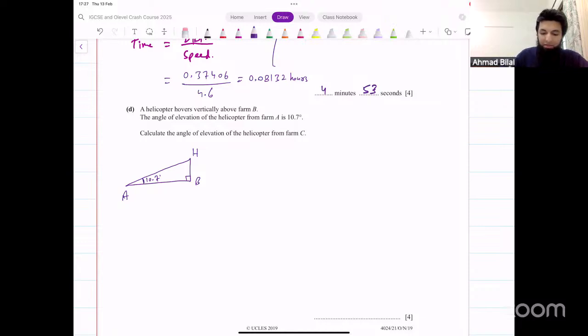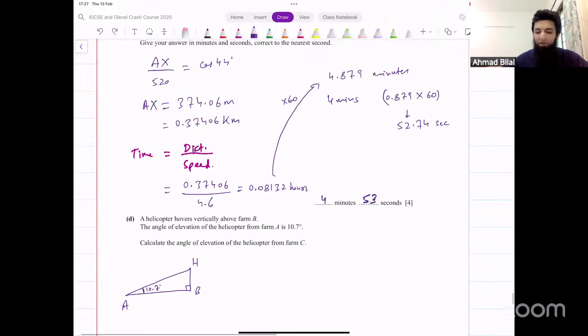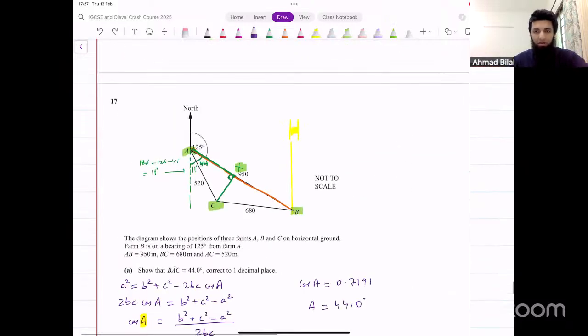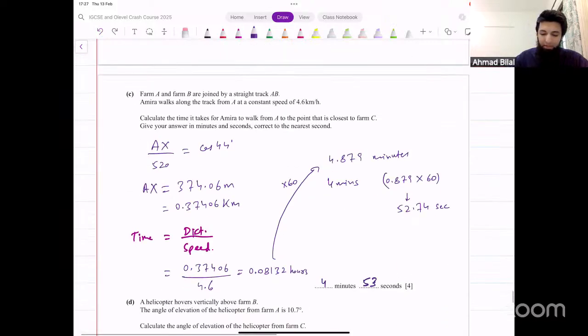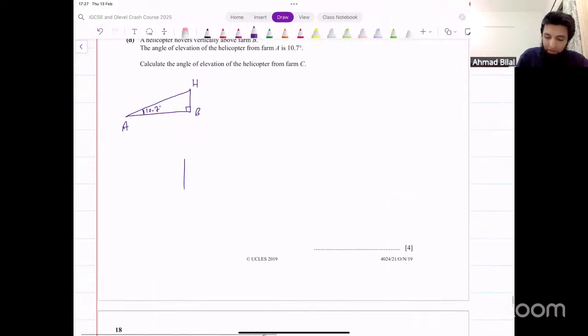What we want to find is the angle of elevation from farm C. Now, again, C is another point on the horizontal surface. If I were to make a triangle with C here as well, the angle at the point B is still going to be 90. So that is going to be another right angle triangle. And that's going to look like this. This is B, this is H, and this is C. This angle is what we are looking for.